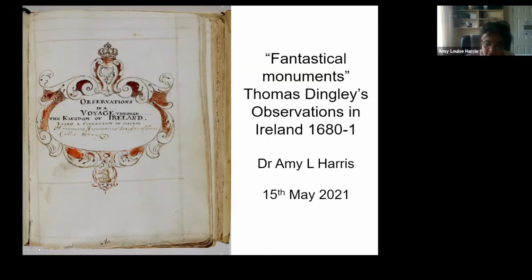The first slide that I'm showing you here is the first page of Thomas Dingley's Irish manuscript. I would ask you maybe to keep note of it, because when you're searching for it online, this will be the first page of his manuscript. Most of the illustrations of this front page are in black and white, because up to fairly recently, only black and white images of the manuscript were available.